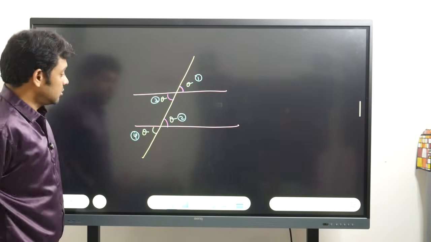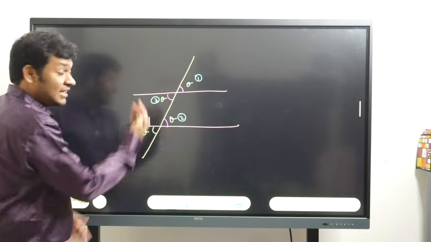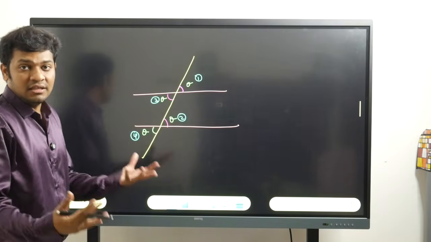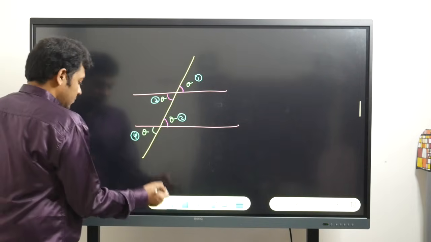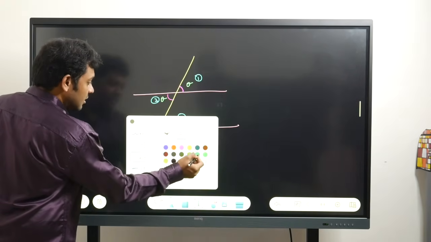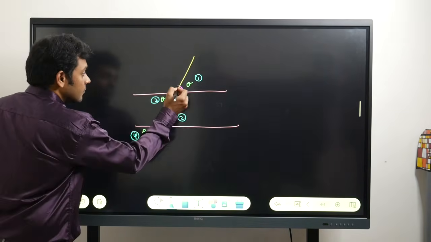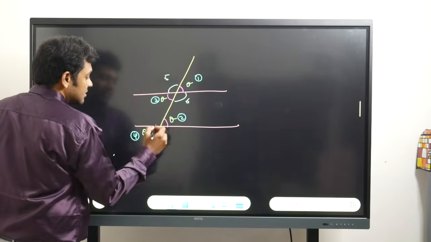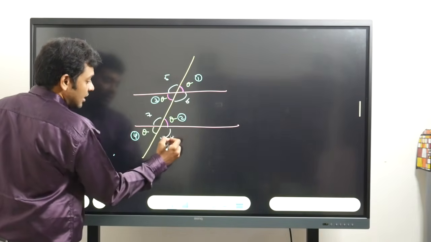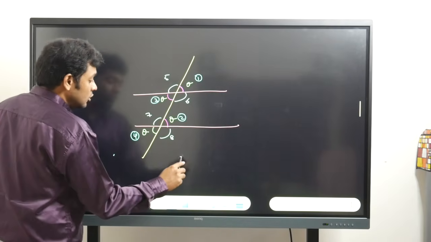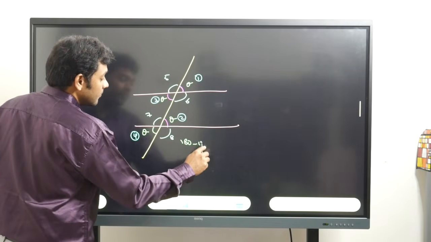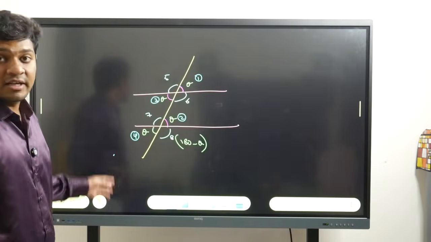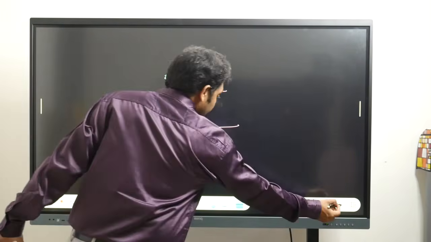2 and 3 are alternate angles or alternate interior angles. 1 and 4 are alternate exterior angles. These are the different names. So therefore, the other angles we have here, say 1, 2, 3, 4, say 5, 6, 7, 8. All these angles will be equal to 180 minus theta. Clear? So with two parallel lines intersected by a transversal, these angles are equal.